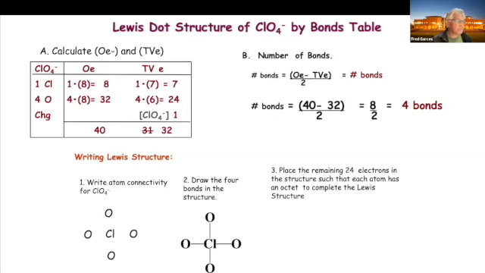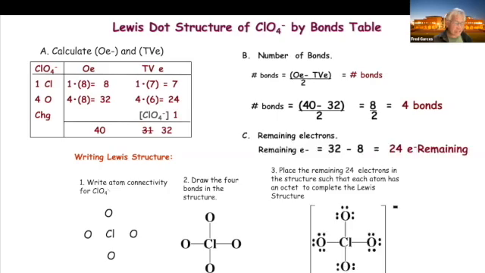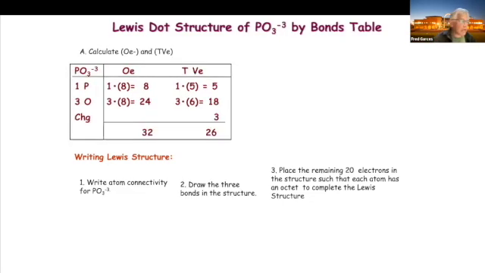4 bonds, 24 remaining electrons. That's 12 lone pairs. 3 apiece on each oxygen. That's a total of 3 times 4. That's 12 lone pairs. Okay. So that's your Lewis structure. You need the Lewis structure if you want to determine molecular geometry. And we'll do that shortly.